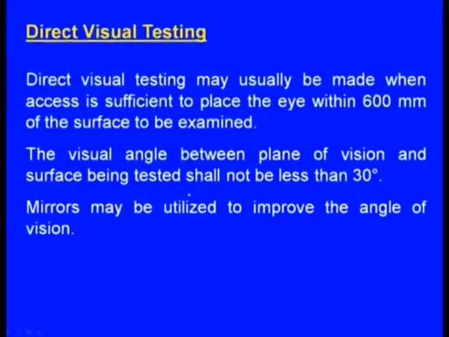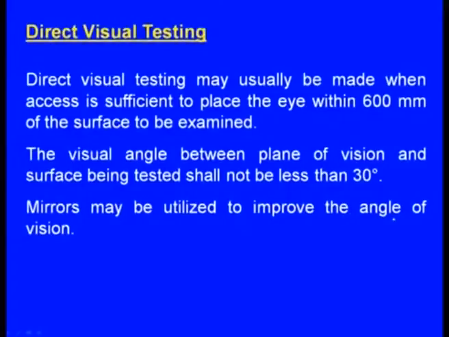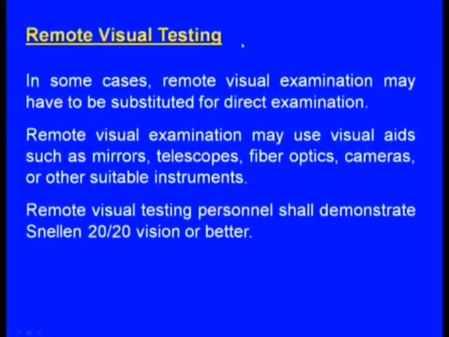This means that when the object to be examined is within 600 mm, only then can we use this technique, direct visual testing. The visual angle between the plane of vision and the surface being tested shall not be less than 30 degrees. Mirrors may be utilized to improve the angle of vision. Next one, remote visual testing.